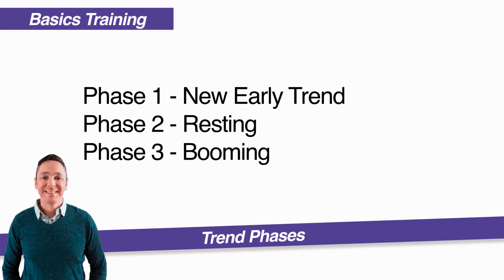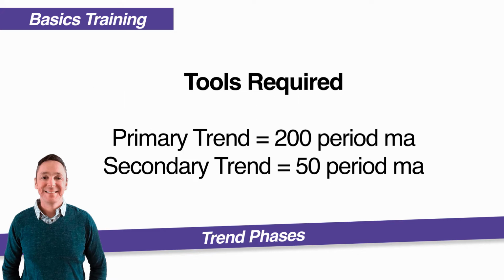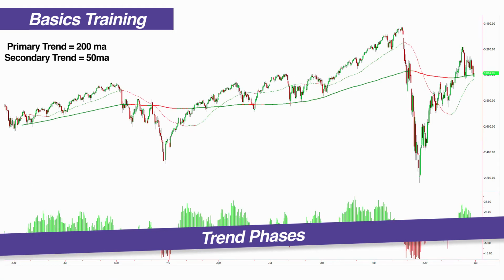Nice and simple. Now the tools that you're going to need to identify these three phases are: the primary trend is the 200 period moving average, and the secondary trend is the 50 period moving average. And when you apply them to your chart, this is what it will look like. You'll have two lines on your chart.